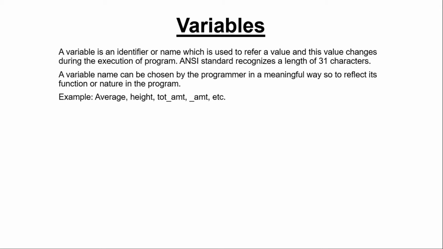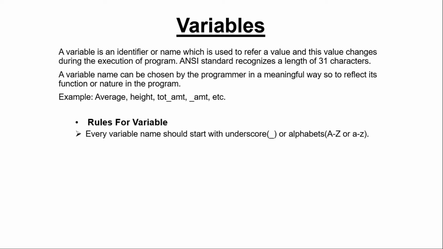Let's see some rules for declaring variables. Every variable name should start with an underscore or an alphabet, which means you can only declare a variable that starts with an underscore or alphabets, no matter whether it is a capital A to Z or a small a to z. See the above examples: _amount, which starts with an underscore, average, which starts with a capital A, an upper case letter, and height, which starts with a small h, a lower case letter.